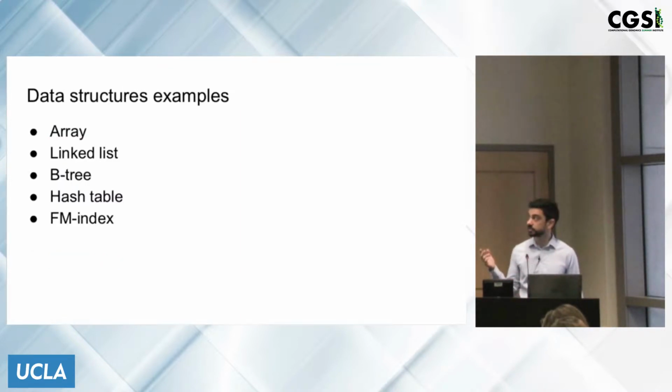An example of a data structure is an array, a linked list, a B tree, a hash table, or an FM index. So it's some instance of an abstract data type that is made in a certain way, but supports the operations of a certain data type.